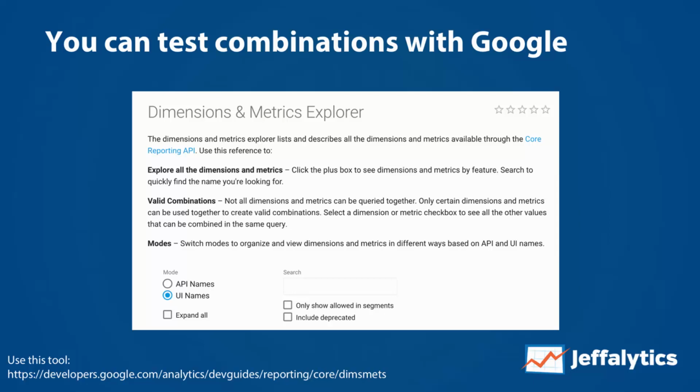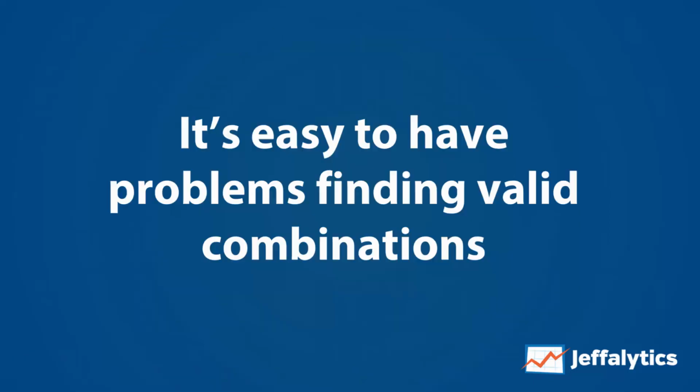So I found this really cool little tool where you can use the dimensions and metrics explorer and play around with it and see if things work together. And in our live demo in just a second here, I'm going to show you how this works and how it helps us find our answers. Now, it's easy to have problems finding valid combinations within your reports. If you spend any amount of time in Google Analytics generating reports, you are going to find that there are problems that end up happening.